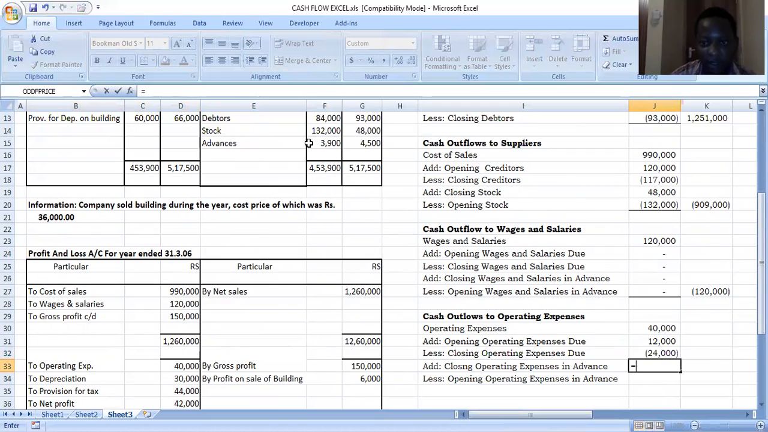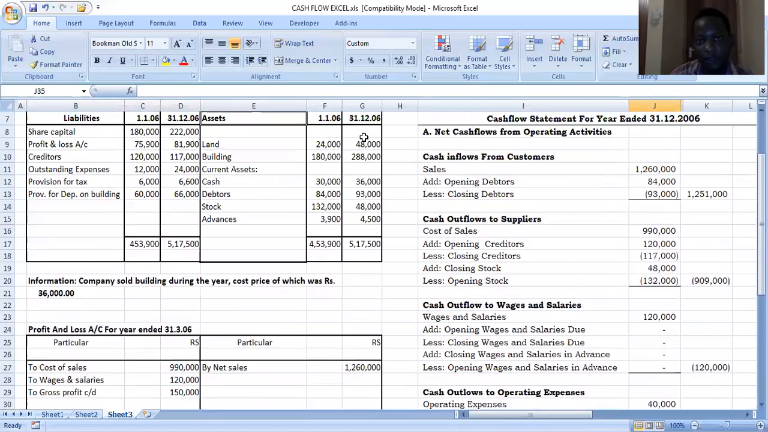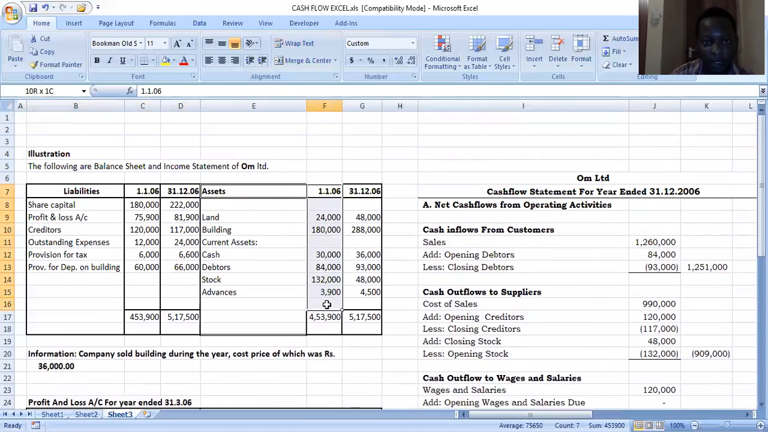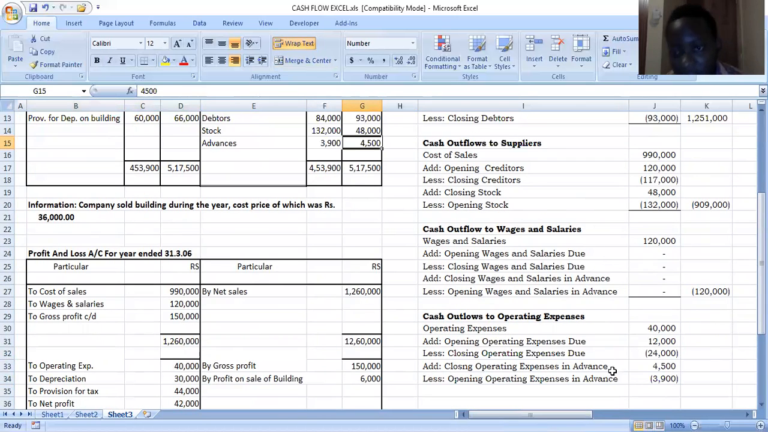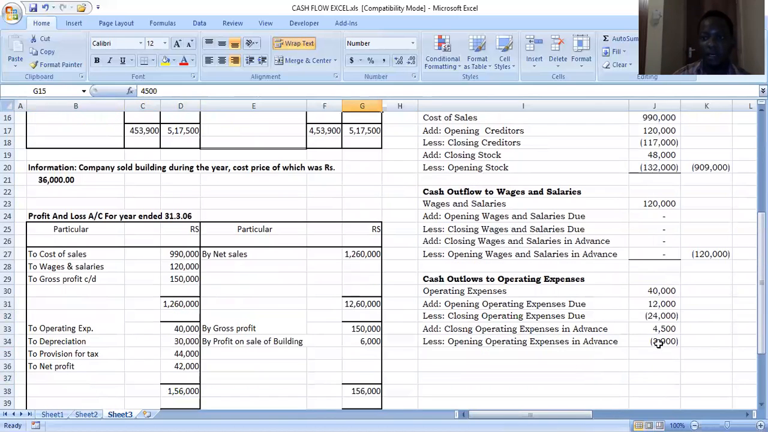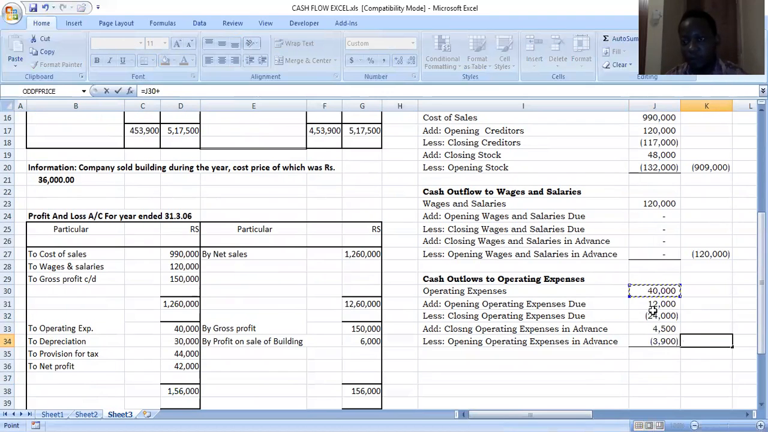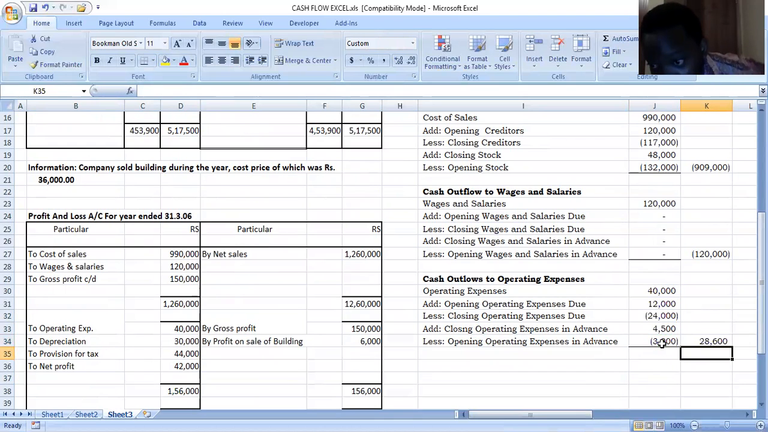So we add closing operating expenses in advance, the figure is 4,500, and then we less opening operating expenses in advance, 3,900, which is the opening. The closing advances is 4,500. So now we can have the cash outflows to operating expenses: 40,000 plus 12,000 minus 24,000 plus 4,500 minus 3,900 shillings, which gives us 28,600.